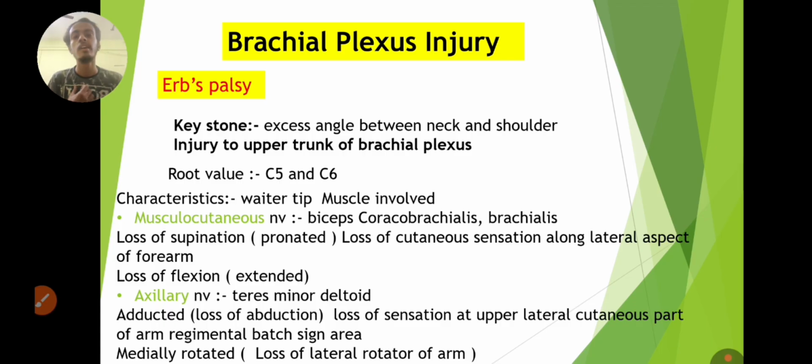Okay, nice. And we have also justified why there is an extension of the elbow due to the paralysis of the front of the arm muscles: coracobrachialis, brachialis, biceps brachii. Okay, I think it is over explained.